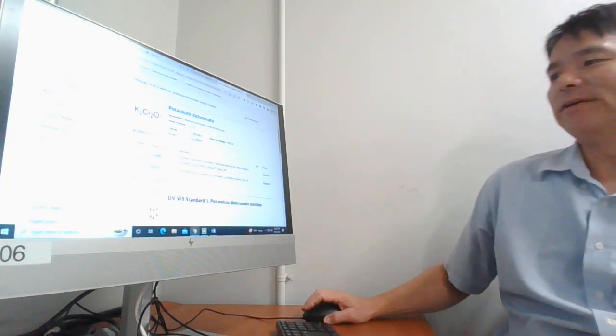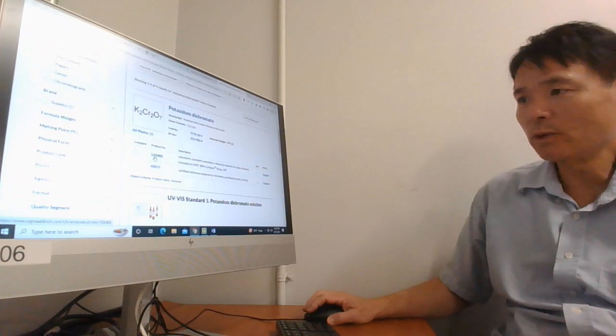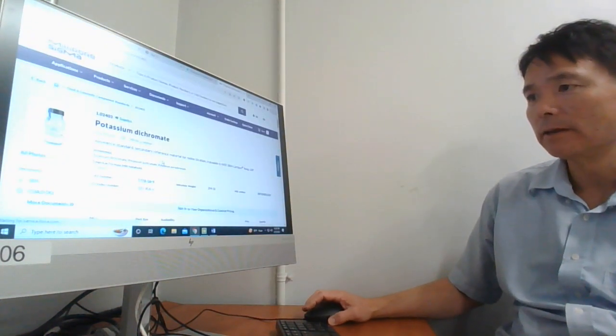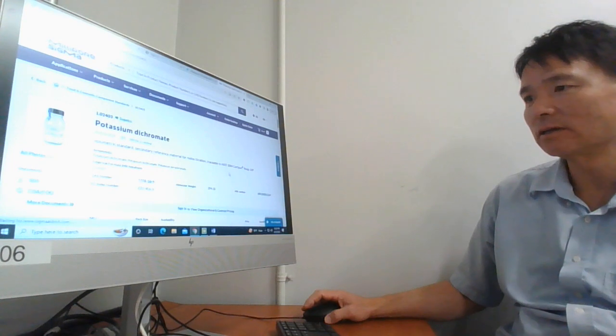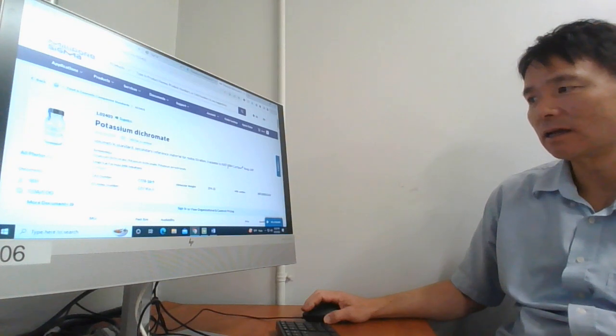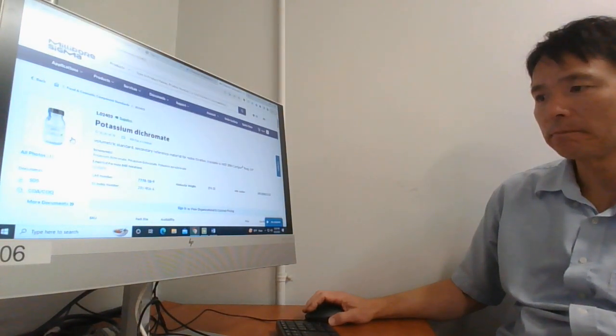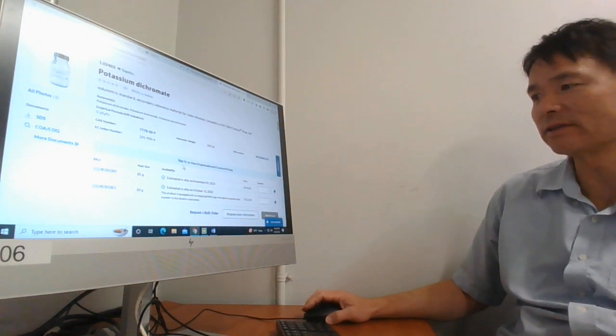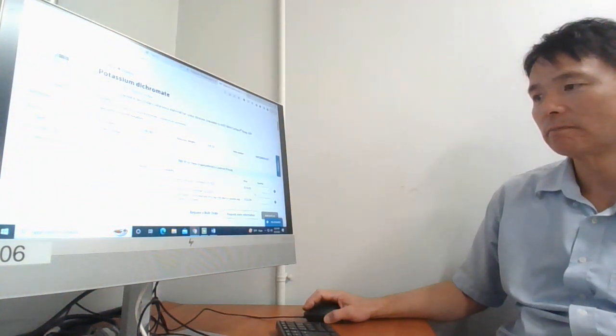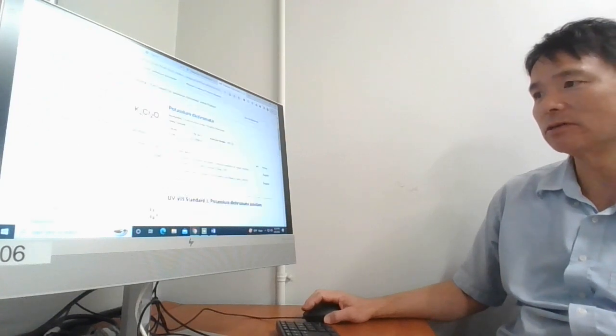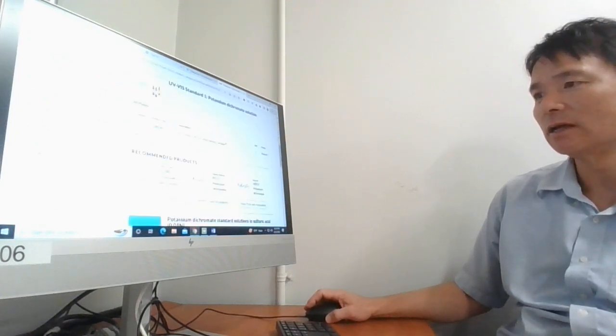And we have different levels. For example, if you look at product number 102403, this is what we call a primary standard. This is traceable to NIST, the National Institute of Standards. So this is going to be highly characterized and very expensive. You look at this, 80 grams for $110. Let's compare that to other grades of this.